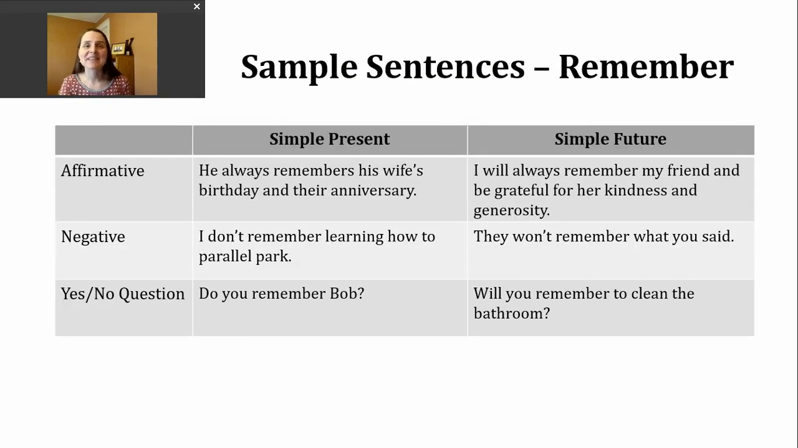You'll be happy to know that I don't have any additional phrasal verbs for us to look at or study today, so that's going to allow us to focus on making sentences in the simple present and the simple future. Let's start with the simple present.